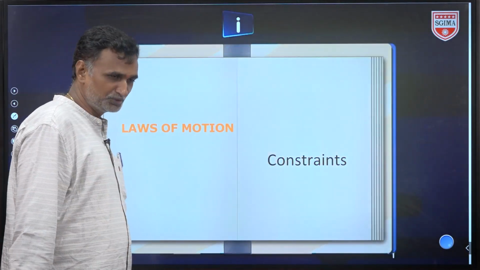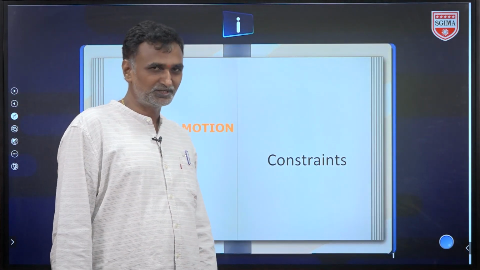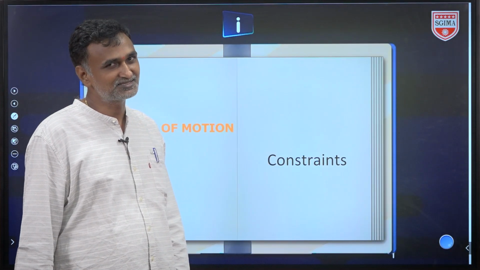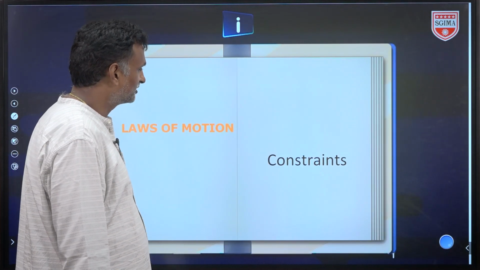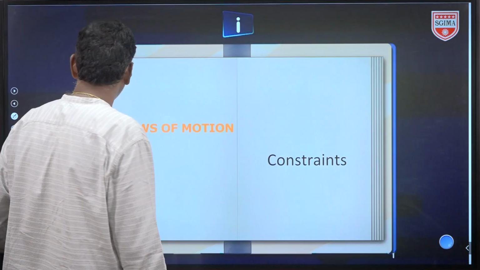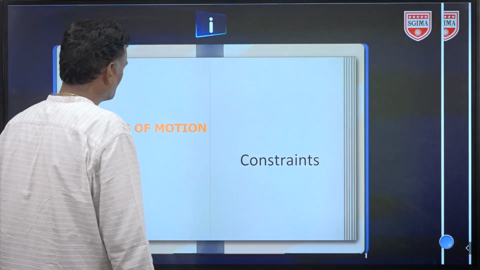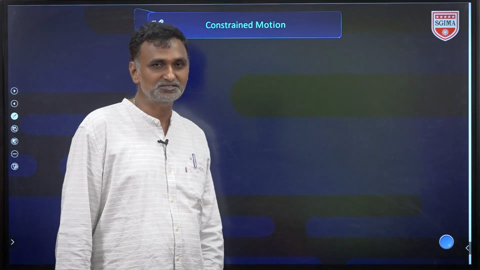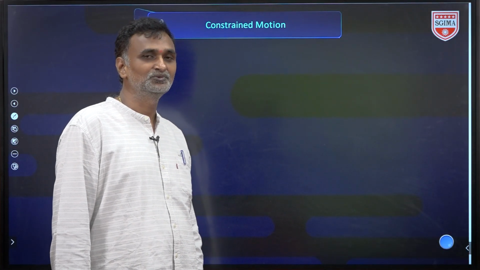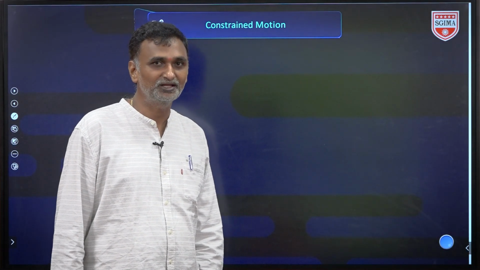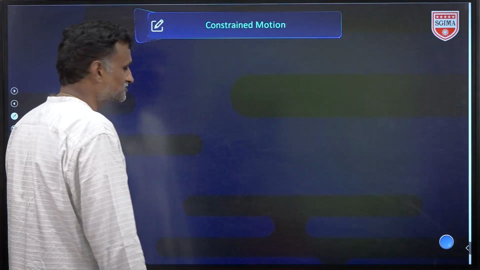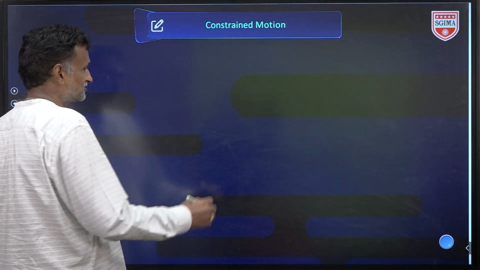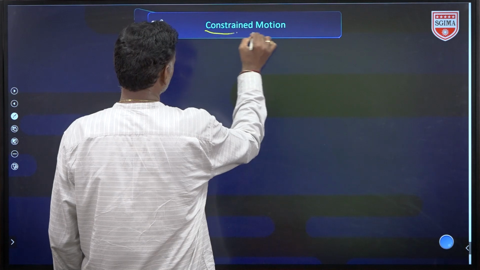Constraints and their motion. Constrained motion is a part of Newton's laws of motion. So, what are constraints and what are their properties, and what kind of rules do we need to follow to solve questions based on the concept? We will discuss one by one. First, constrained motion. What is a constrained motion?